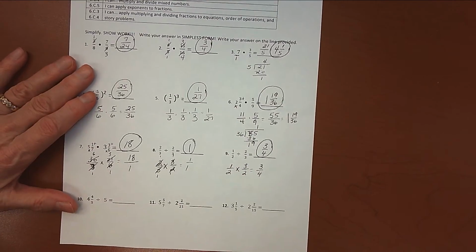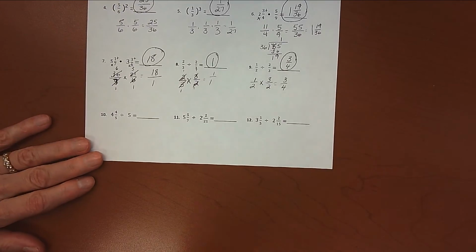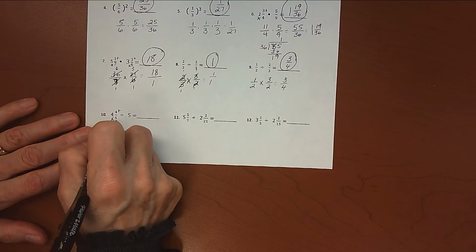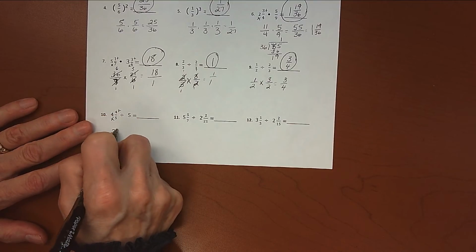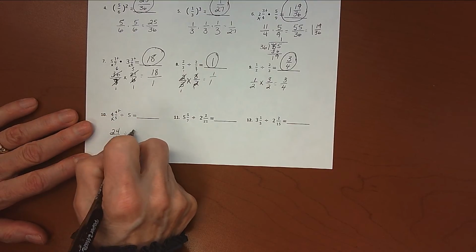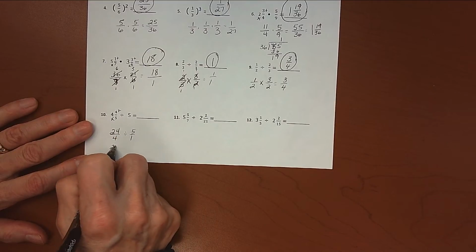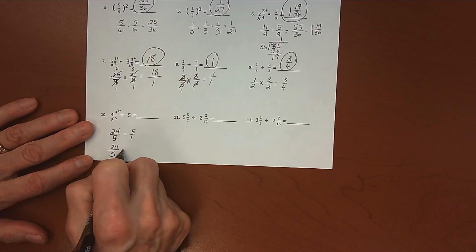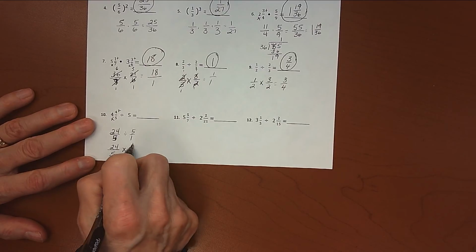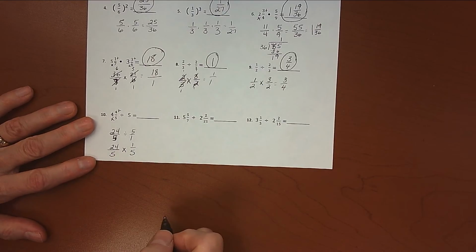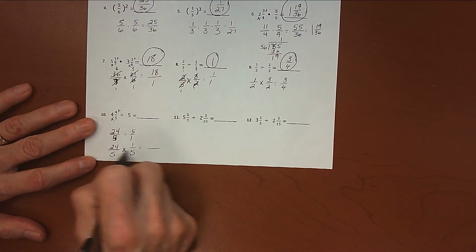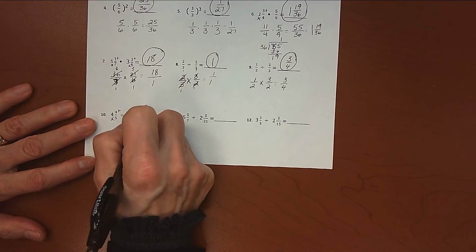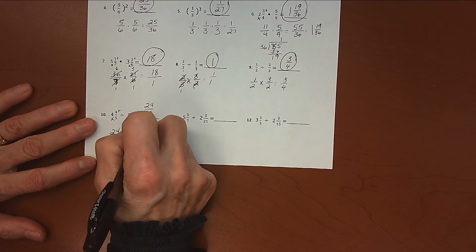All right, next problem. 4 and 4/5 divided by 5. Change to an improper fraction. 4 times 5 is 20, plus 4 is 24/5. Divided by 5/1. Keep 24/5. I did that again, didn't I? Put my wrong denominator down there. Change the operation and flip the second fraction. And so when we multiply, 24 times 1 is 24, 5 times 5 is 25, and we've got 24 over 25.